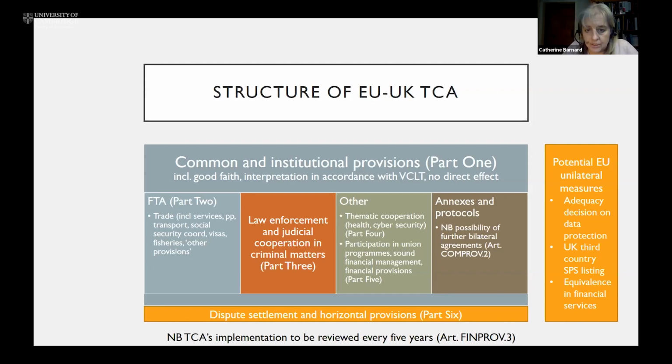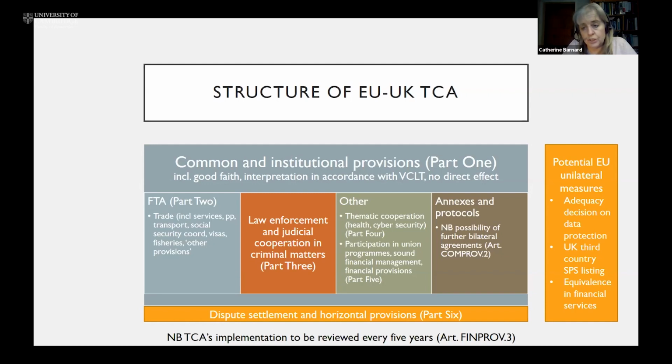On the right-hand side of the diagram, you also see reference to some unilateral measures from the EU, one of which has already been concluded, which is the UK third country SPS listing, which has enabled our SPS standards to be considered sufficient that the EU will allow our goods into the EU, albeit subject to rigorous testing. There was no special concession made on that, as there is between the EU and New Zealand.